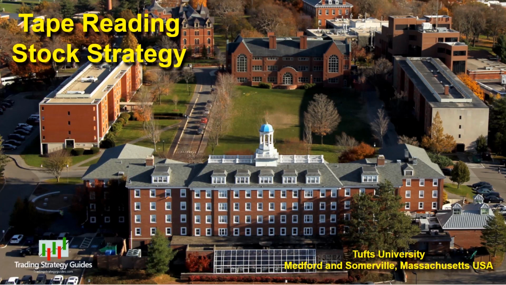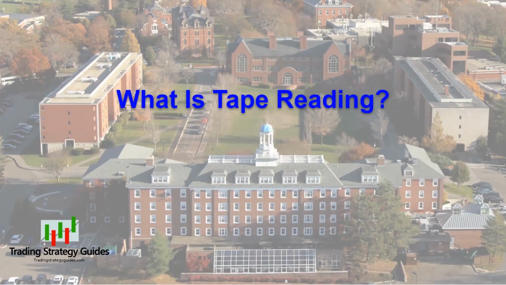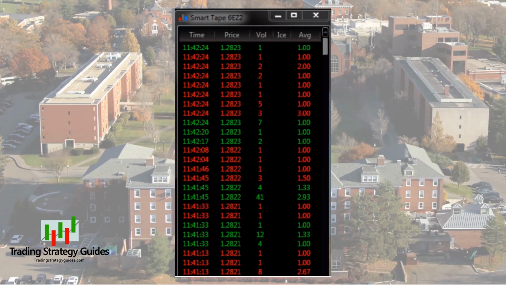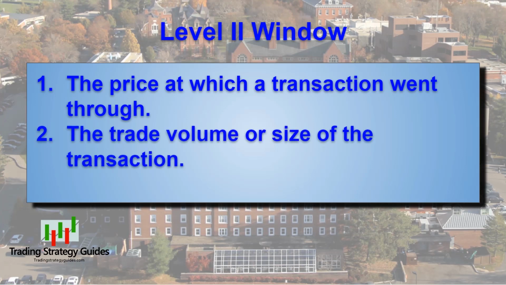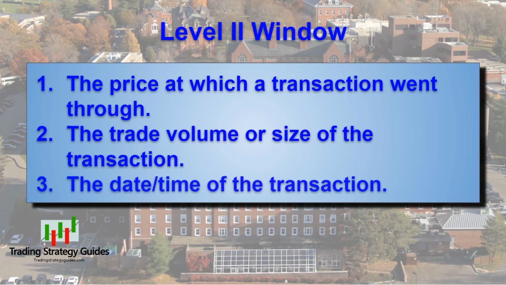Okay, enough said. Let's talk about tape reading. Tape reading may also be known as time and sales, level 2, depth of market, whatever. It allows you to analyze the price and volume of stocks. This is a time and sales or a level 2 window. You can find these on most stock trading platforms. What you're looking at are three things about the trades that have been executed. First of all, the price at which a transaction went through, the volume or trade size of the transaction, and the time of the transaction.